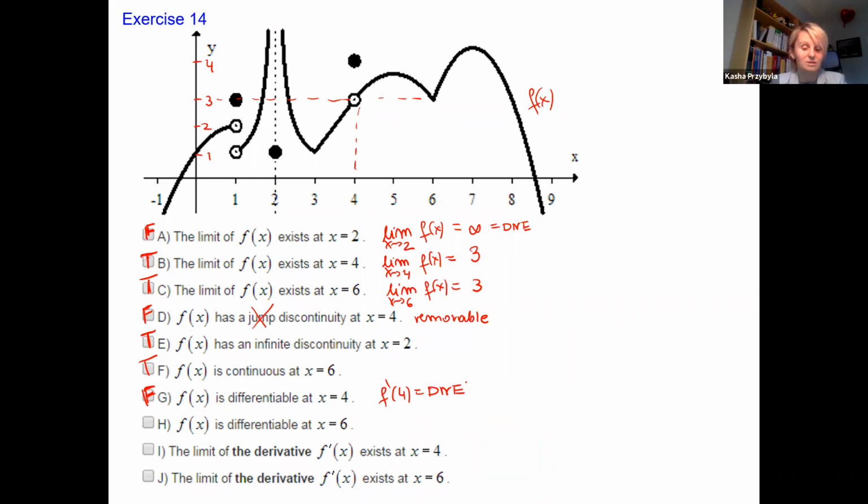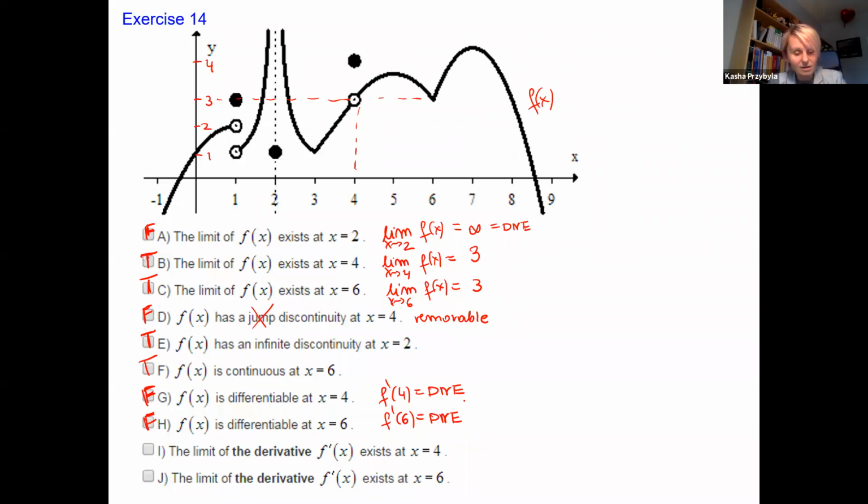What about 6? Is the function differentiable at 6? What do you think? Also no. False statement, because we do have that sharp corner, a cusp. I don't even know how we can call it, but yeah, it's a sharp corner. It's the same as the end point or the one single point. I can't really draw a tangent.